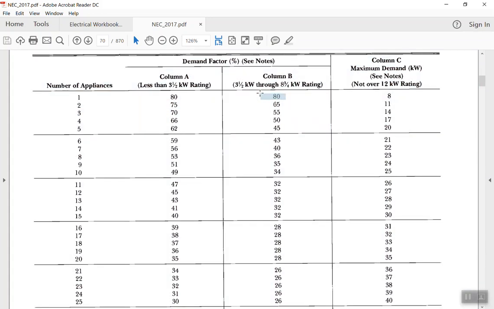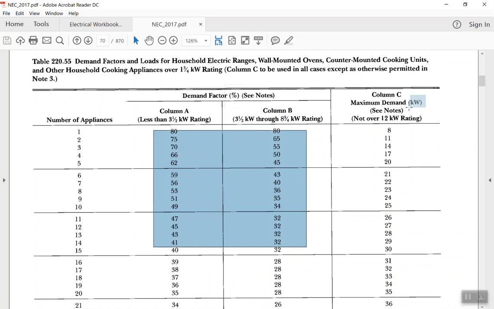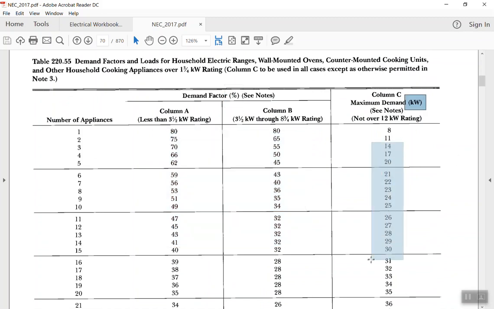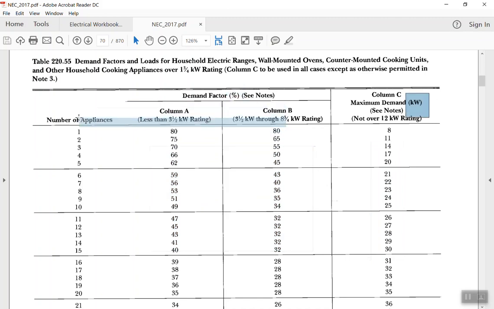That 80% right there. Now that's in percent, so you might want to highlight percent over here, because both these columns are in percent. And then over here, you might want to highlight kW, because these are in watts on this side, and these are in percentage. So highlighting or circling is fine too. Get a big old fat circle around the percent and then around the kW. So 80% in this case. Why? One appliance, and it's in the range of 3,500 to 8,750.